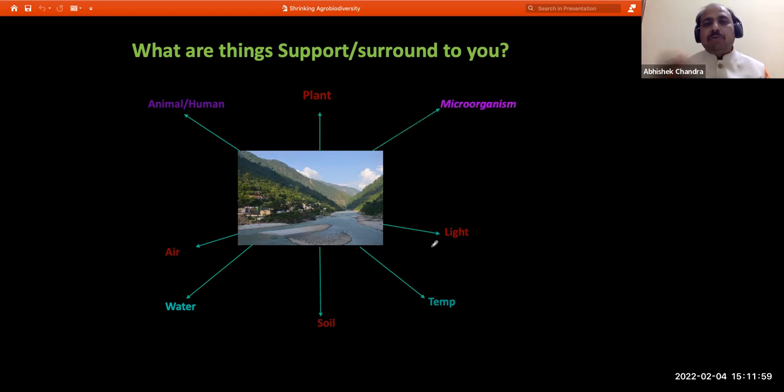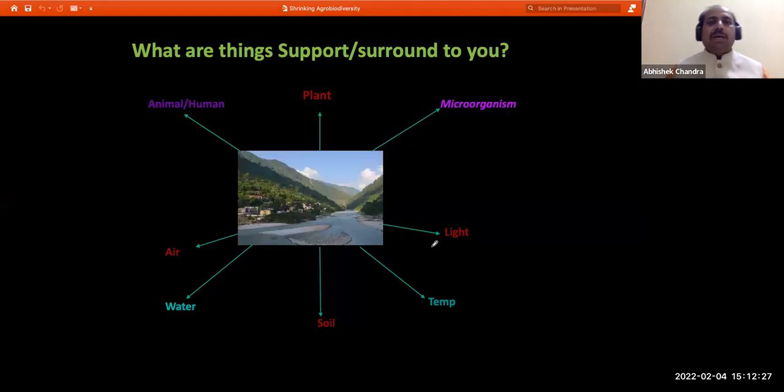And the most important phenomenon, the microorganism. Microorganisms have both beneficial and negative aspects. Nowadays, we are facing a pandemic, COVID-19, which is also one type of microorganism, which is putting all humans in a critical condition. That's why we are separated from each other.